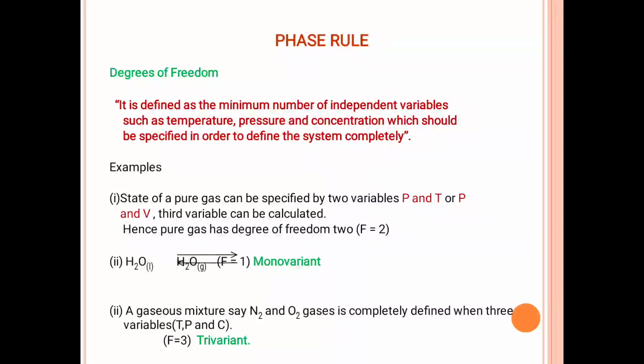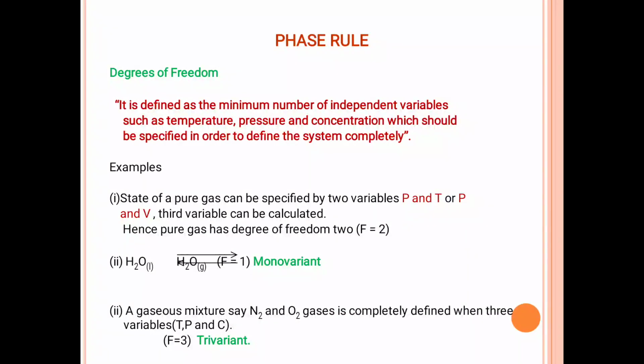Now we are coming to degree of freedom. It is defined as the minimum number of independent variables such as temperature, pressure and concentration which should be specified in order to define the system completely. So for this we are taking the water equilibrium as an example. Water exists in three phases, we know, and the component is 1. Hence this system does not have any degree of freedom when all three phases are in equilibrium. So the system is non-variant here.